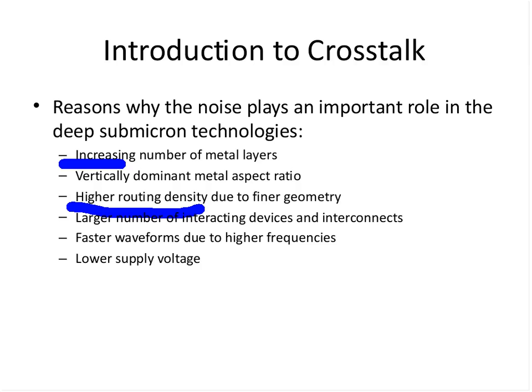One more effect is that there are lower supply voltages. Lower supply voltages mean the noise effect is greater. Let's say 0.1 volt of noise on a supply voltage of 1.2 will not make that big a difference, as it will on a supply voltage of 0.1. So lower supply voltages mean devices are more prone to noise. Also, the waveforms are faster because the frequencies we are targeting are higher. The desktop CPUs have gone beyond 3 GHz and so on. So there are faster waveforms now due to higher frequencies. All these effects are causing noise and crosstalk to be a dominant factor now.